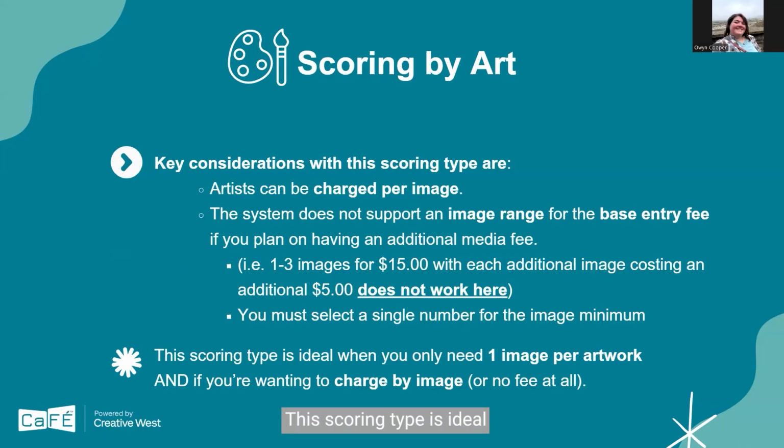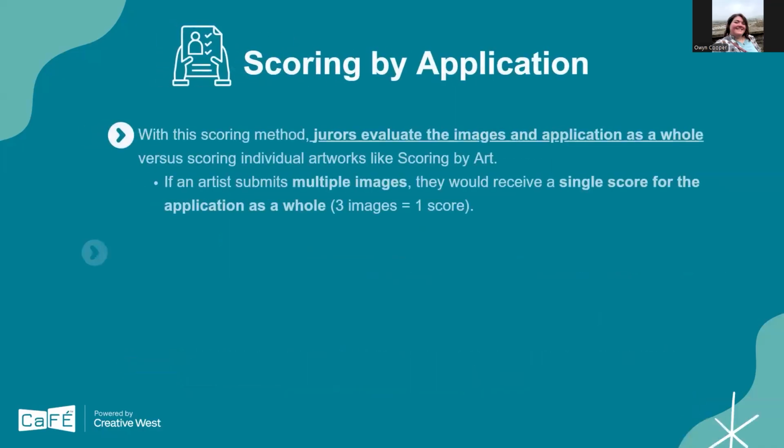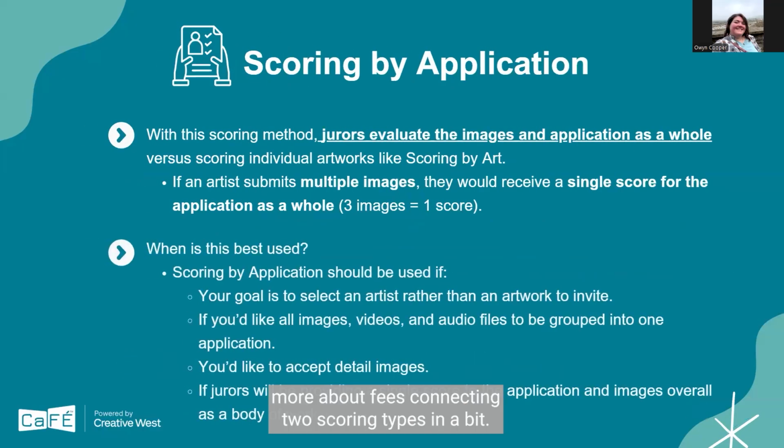This scoring type is ideal when you only need one image per artwork and if you're wanting to charge by image, or for example, if you have no fee at all. We'll talk more about fees connecting to scoring types in a bit, but our next scoring type, scoring by application.